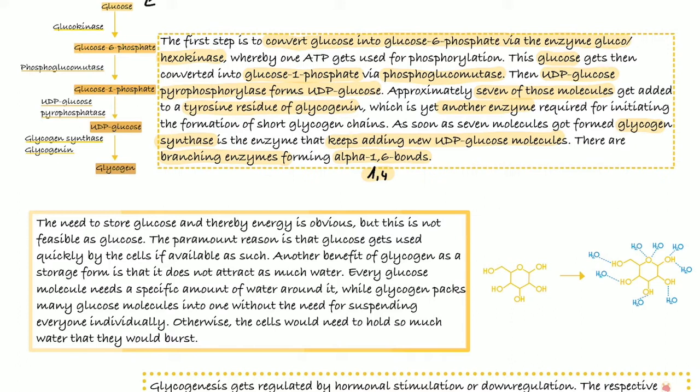Now, the need to store glucose, and in this form also energy, is obvious, but this is not feasible in the form of glucose. The paramount reason for that is that obviously cells want to take up glucose if it's available as such. And glucose attracts a lot of water, as you see here. So every glucose molecule needs a specific amount of water. Glycogen, on the contrary, packs many glucose molecules into one, and this without the need for suspending it in water. Otherwise the cells would need to hold so much water that they would burst, and this is not possible.